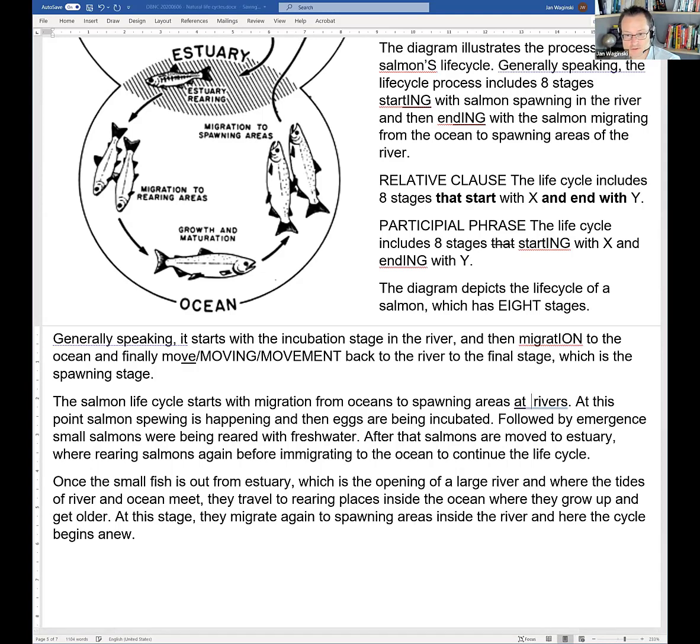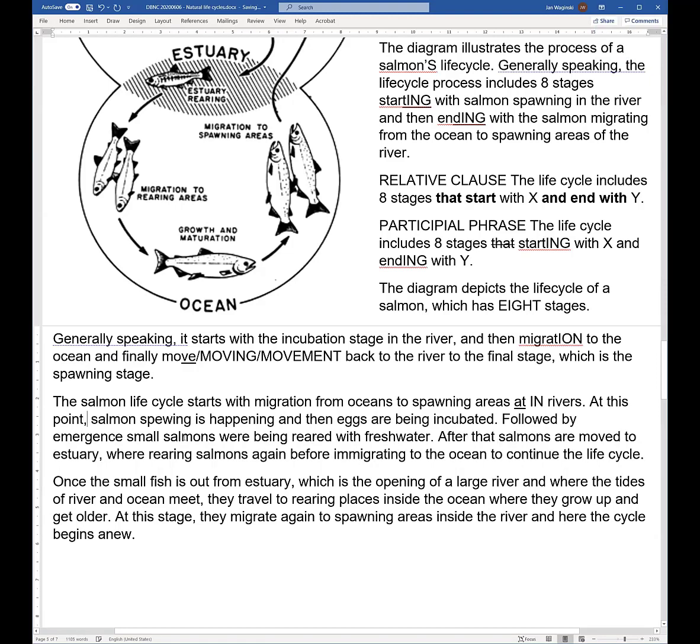Not at rivers, in rivers. At this point, what are you missing here? Comma. Yeah. Salmon spewing, not spewing. Do you know what spew means? Oh yeah, spew means like throw forward. I should put A instead of E, I think. Yeah. And there's also an N missing, so it's spawning.